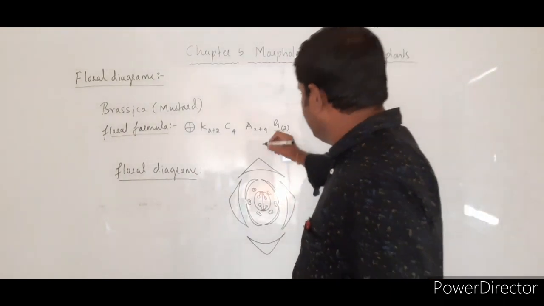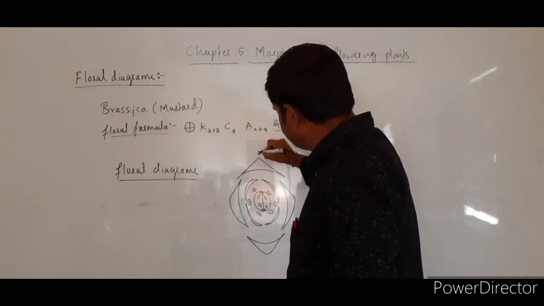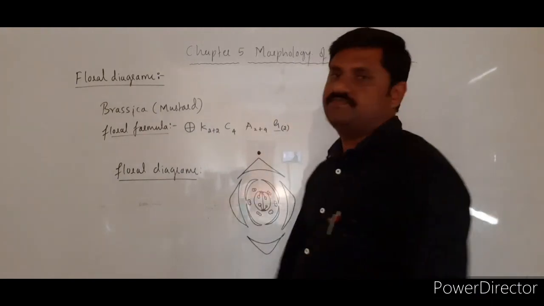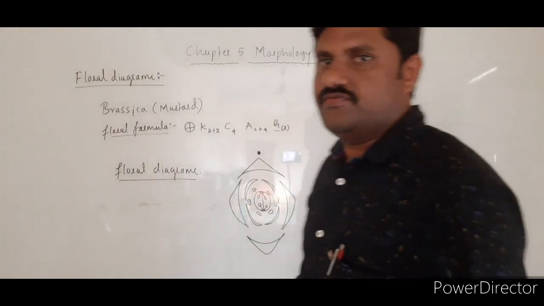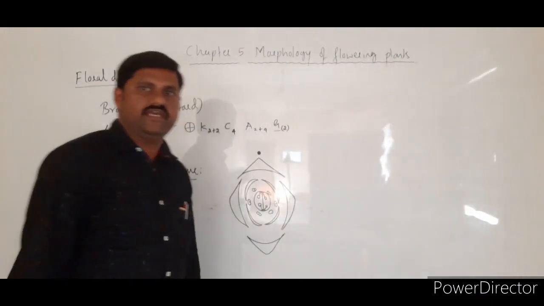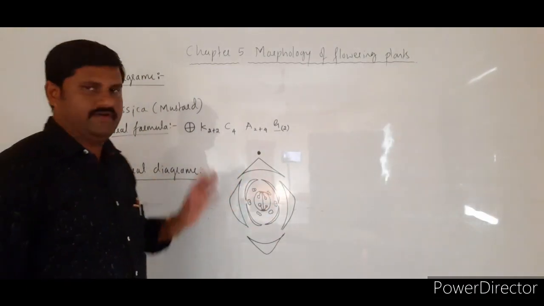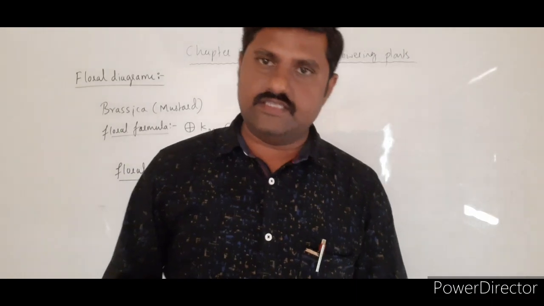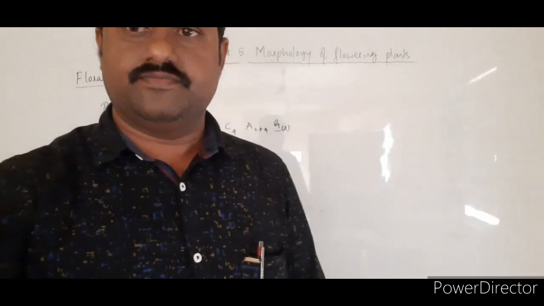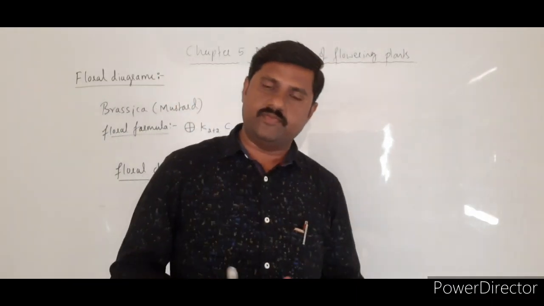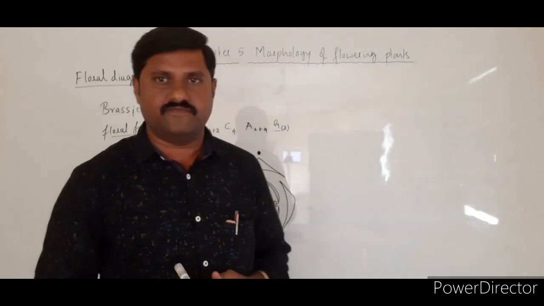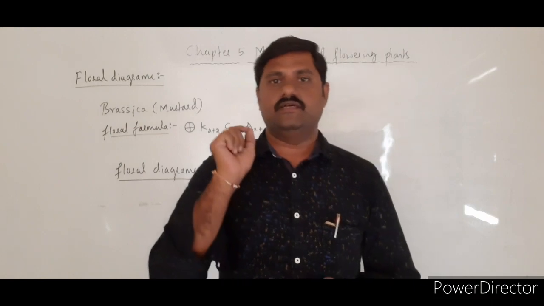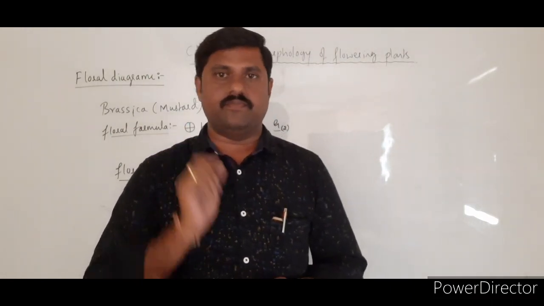And here is the mother axis. It indicates the mother axis. So like this we have to draw the floral diagram of one flower. One best example given in your text is Brassica. Now ultimately we came to know how to write the floral formula as well as the floral diagram of one particular flowering plant.